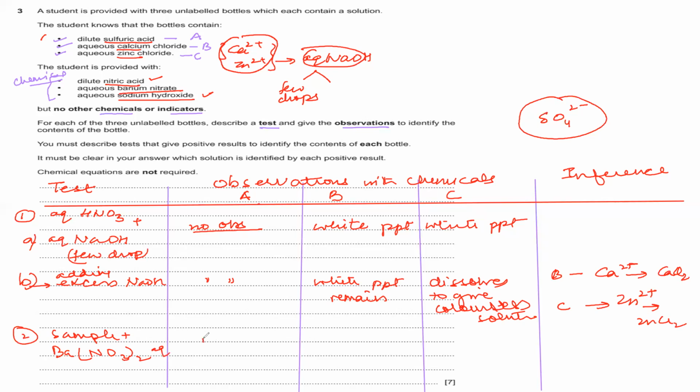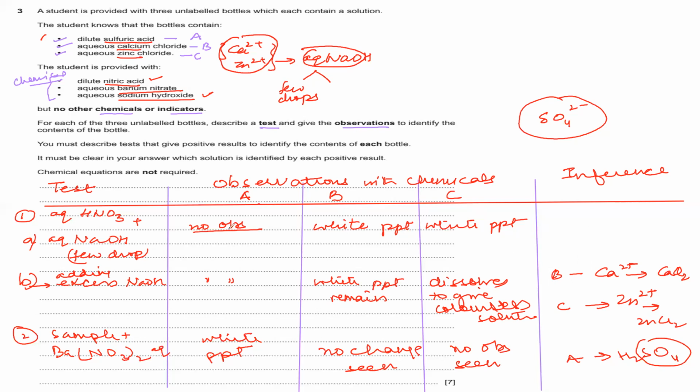If we are able to observe here a white PPT, a white precipitate, then we know that will be your sulfuric acid, because the sulfate ions are going to give a positive test with the barium nitrate, forming barium sulfate. Whereas in B and C, which we have already identified as calcium and zinc, we will see no changes in both scenarios. That means no observation seen. So this is how we are able to identify the unlabeled bottles of sulfuric acid, calcium chloride, and zinc chloride.